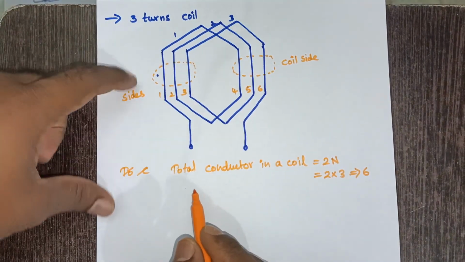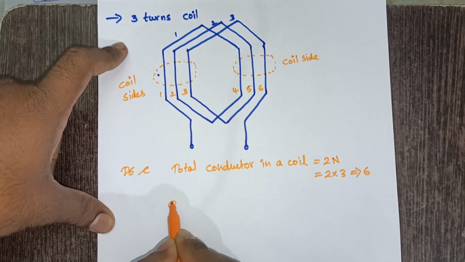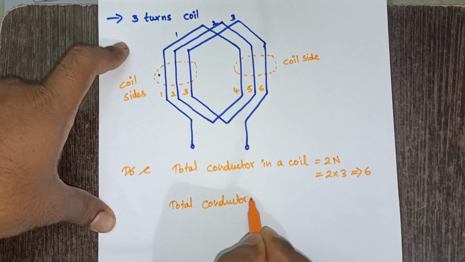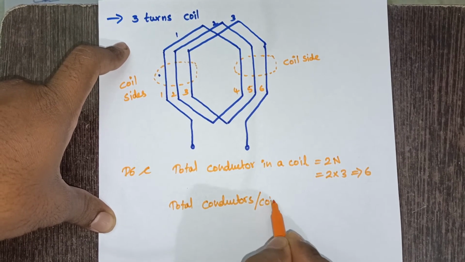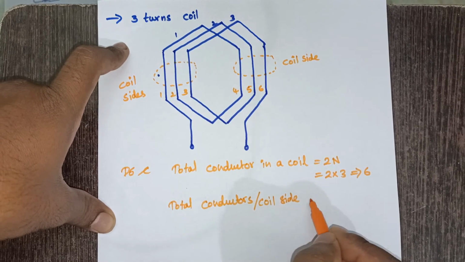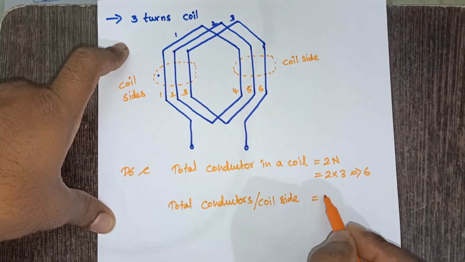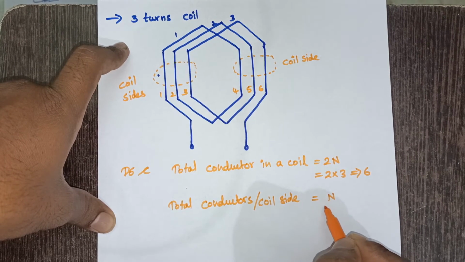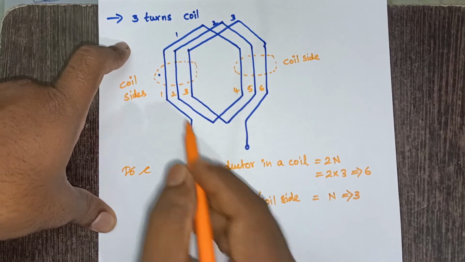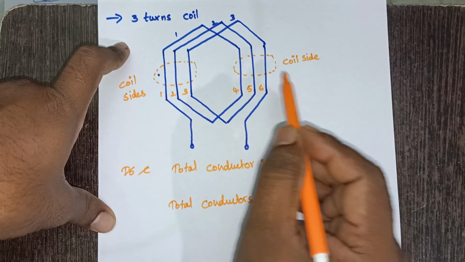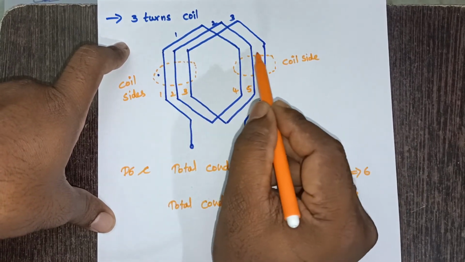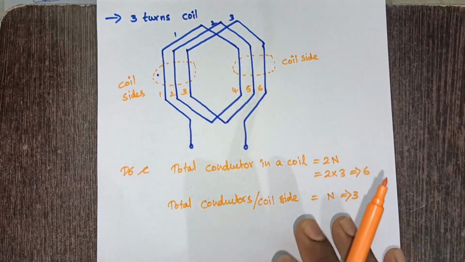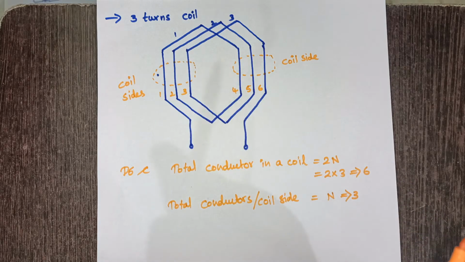And if you see total conductors per coil side, how much we have written? It is equal to n. And here the n value is 3, so therefore we can put it as 3. See, again it is matched. 3 turns, 3 conductors per this coil side, and the remaining 3 conductors are there for this coil side, right? And this is how we can prepare coils in order to design stator winding.